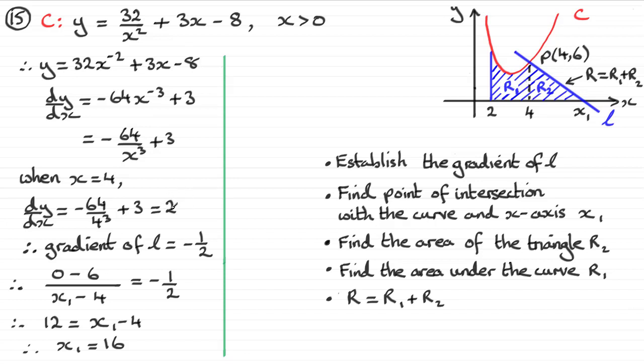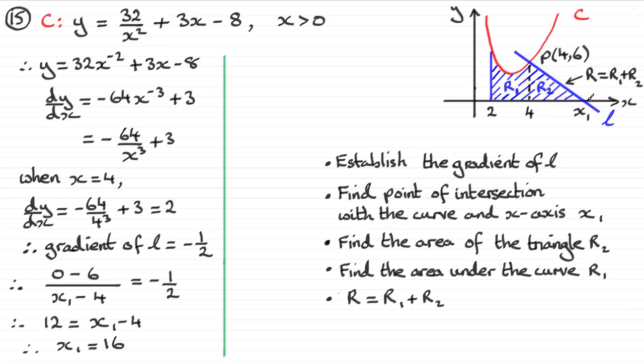So we want the perpendicular gradient, so that's going to be the negative reciprocal of this. It'll be minus a half. Remember, the product of two perpendicular gradients should come to -1, which they do. Okay. Now I'm going to get this point x1 by considering the gradient now. Remember, the gradient is the difference in the y coordinates divided by the difference in the x coordinates.